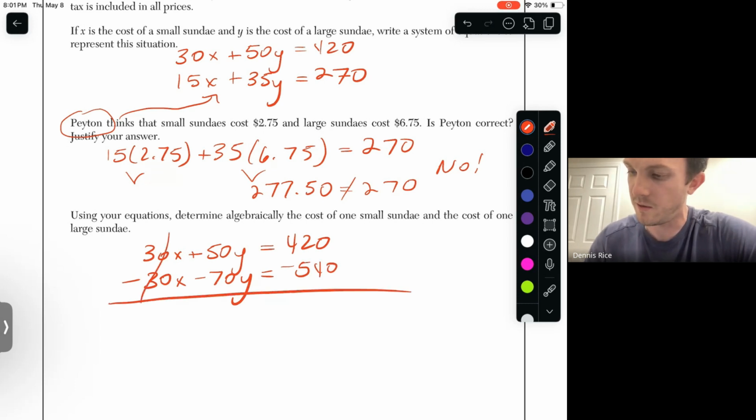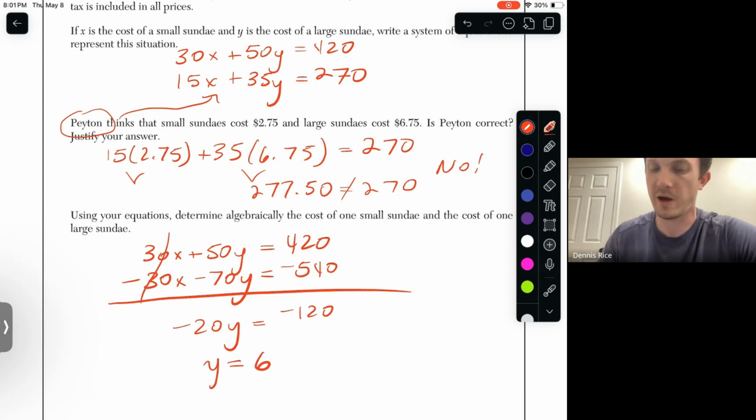Add these together, we get -20y equals -120, and y equals 6. Once you have one value, you're going to go back to one of your originals to find the other. So let's say the top one, 50 times 6 equals 420. That would be 30x equals 120, or x equals 4.